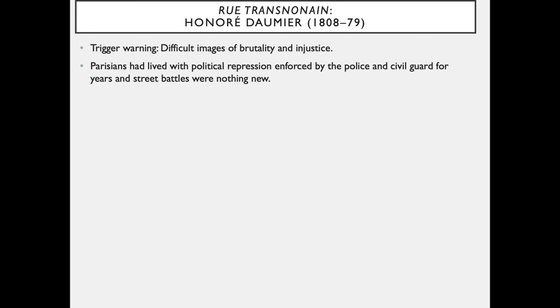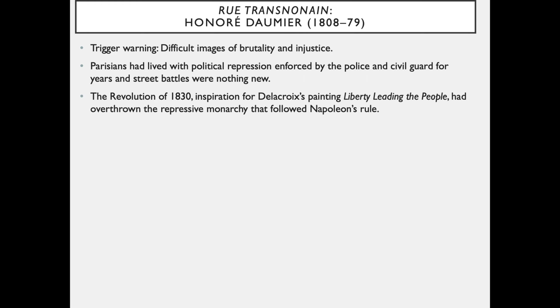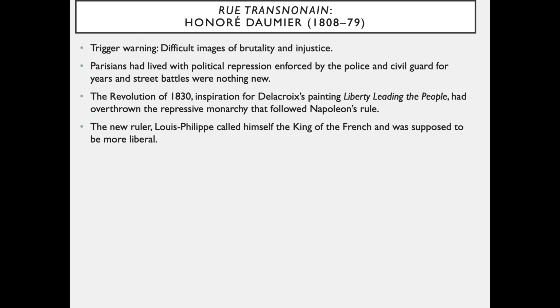And so this is called the Rue Transnonain. And this was an event that happened. Parisians had lived with political repression enforced by the police and the civil guard for years, and street battles were nothing new, so there was a lot of chaos. The Revolution of 1830, which was inspiration for Delacroix's painting Liberty Leading the People, had overthrown the repressive monarchy that followed Napoleon's rule. The new ruler, Louis Philippe, called himself the Citizen King, the King of the French, and was supposed to be more liberal.